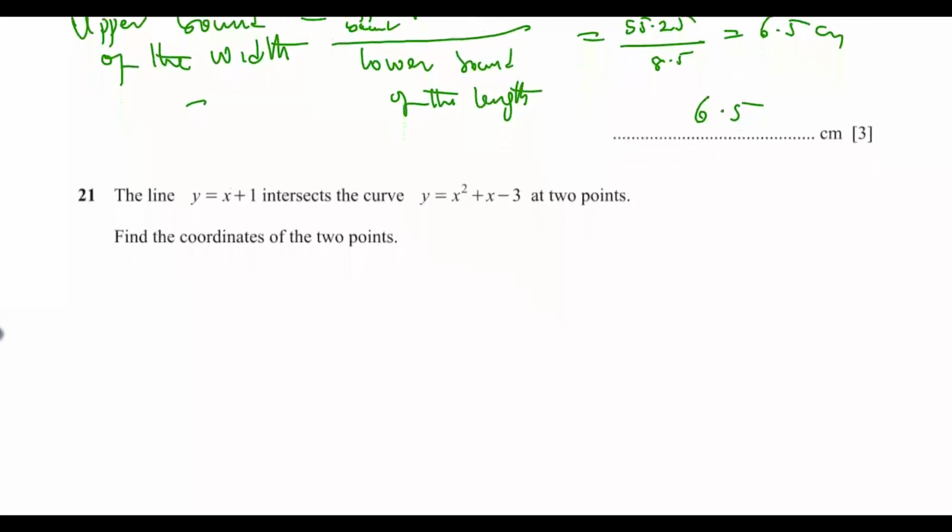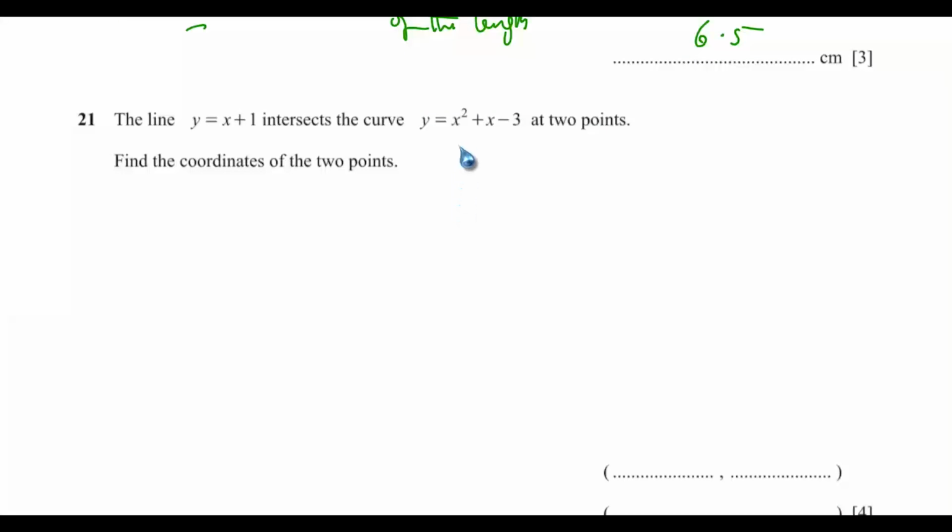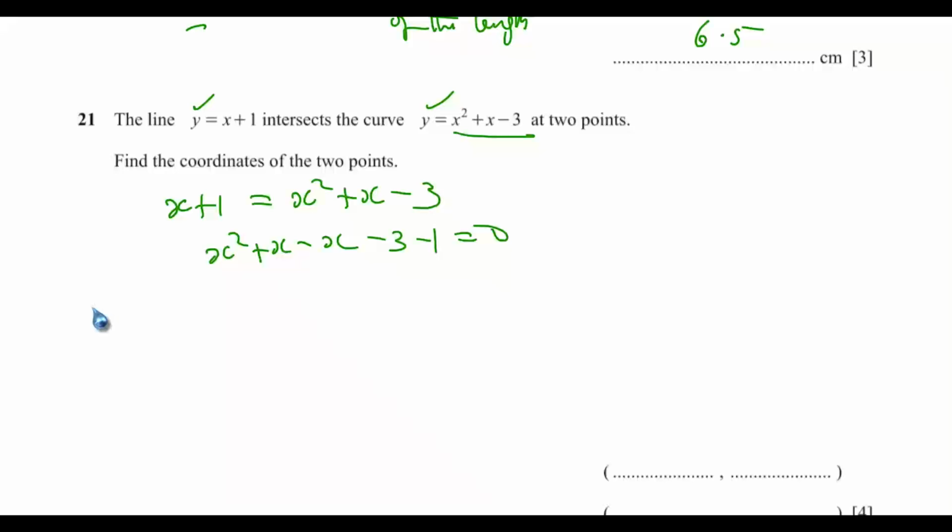Question 21. The line y equals x plus 1 intersects the curve y equals x squared plus x minus 3 at 2 points. Find the coordinates of the 2 points. So let's equate them. Both are equal to y, so x plus 1 equals x squared plus x minus 3. If you rearrange, this will give us x squared plus x minus 3 minus 1 equals 0. The x terms cancel, so we have x squared minus 4 equals 0. We have x squared equals 4, so x equals plus or minus 2.